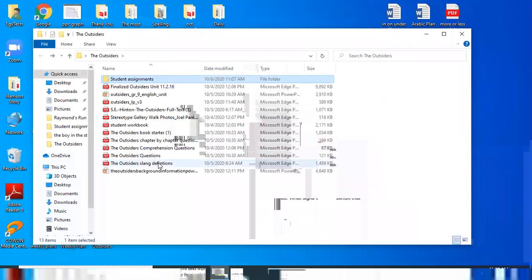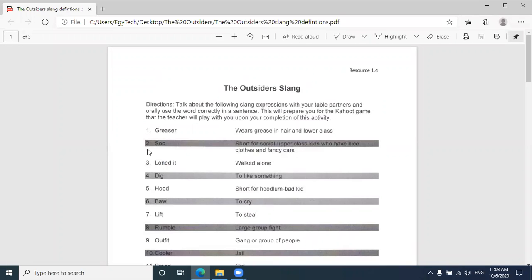Do not forget that I'm also going to post slang definitions. Remember, slang is informal, non-standard English. A greaser is a person that belongs to this gang, the greasers. Why were they called greasers? Because they wear grease in their hair. Grease is an oily material that makes their hair stick together, almost like a gel. They're considered the lower class gang. The socials are the upper class kids who have nice clothes and fancy cars. The word hood is short for hoodlum, or a bad kid. To bawl means to cry. So this is your little dictionary.